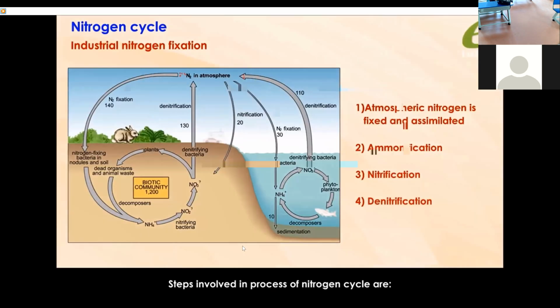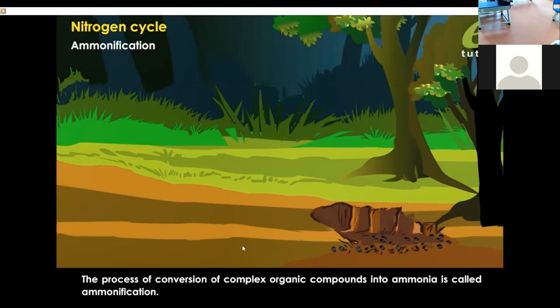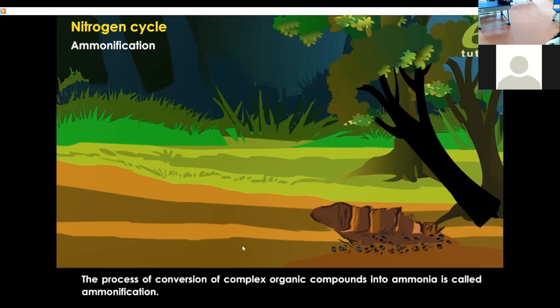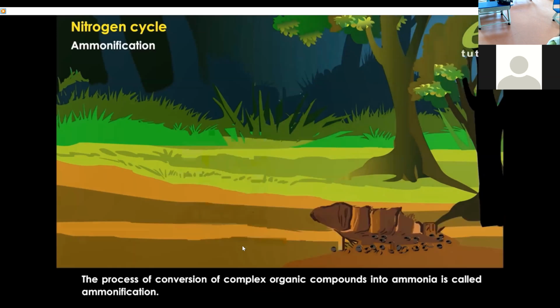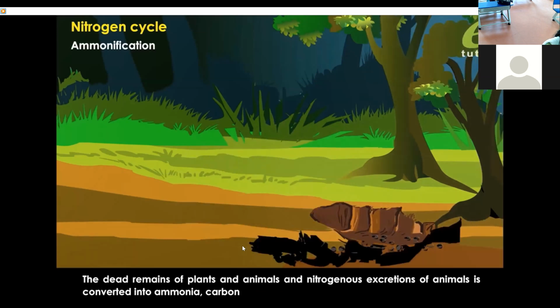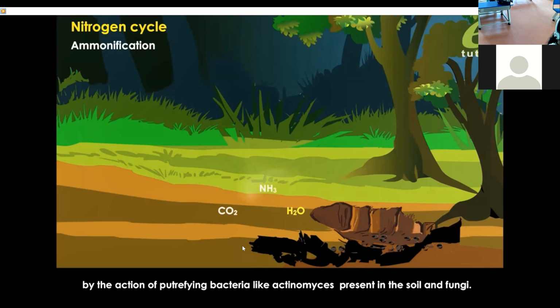Ammonification, the process of conversion of complex organic compounds into ammonia, is called ammonification. The dead remains of plants and animals and nitrogenous excretions of animals is converted into ammonia, carbon dioxide and water by the action of putrefying bacteria like Actinomyces present in the soil and fungi.